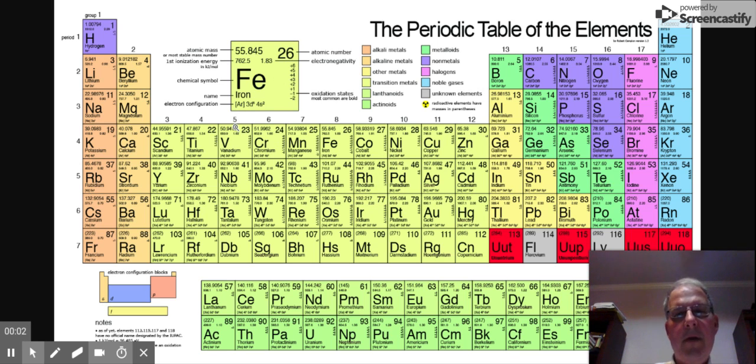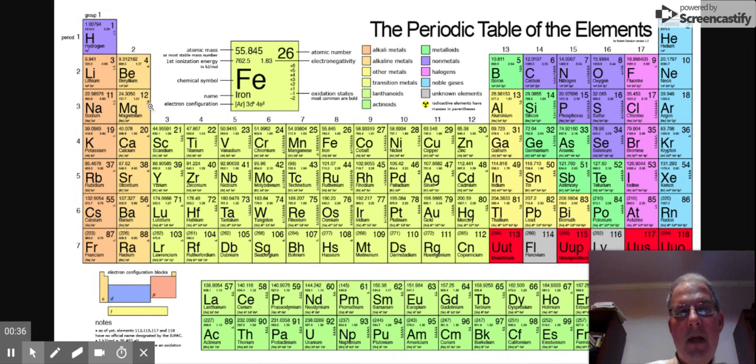Today we're going to talk about the periodic table of elements. The periodic table of elements is a chart or a device that we use to group together the 118 elements, and it organizes them in a couple different ways that leads us to be able to predict how they're going to react to each other, and it tells us quite a bit of information about each element.